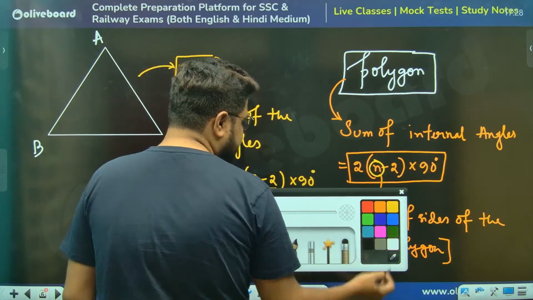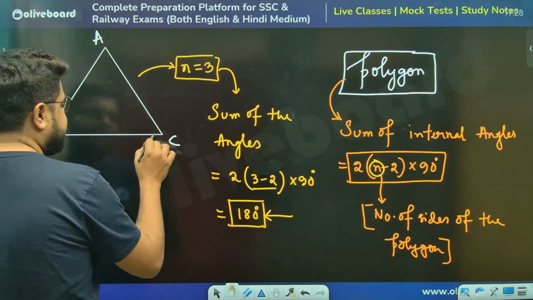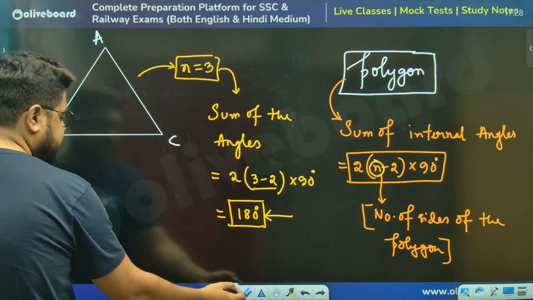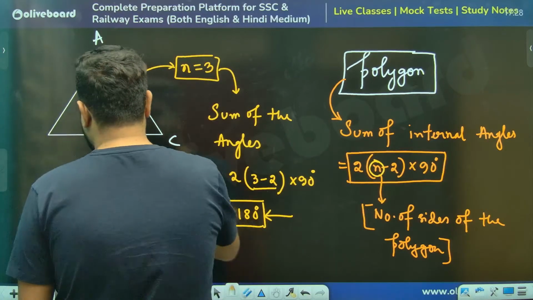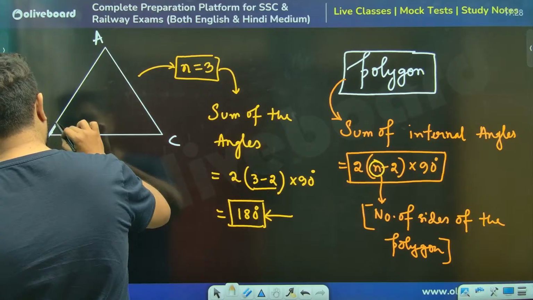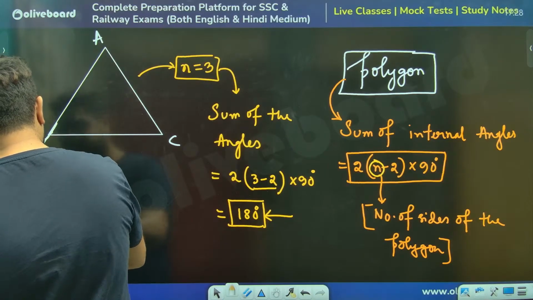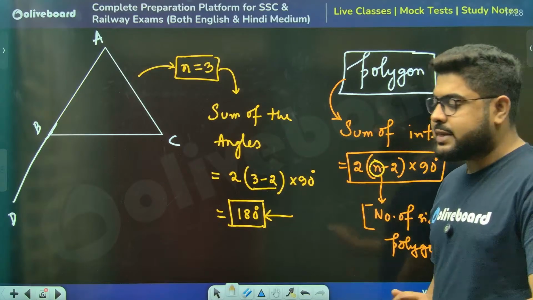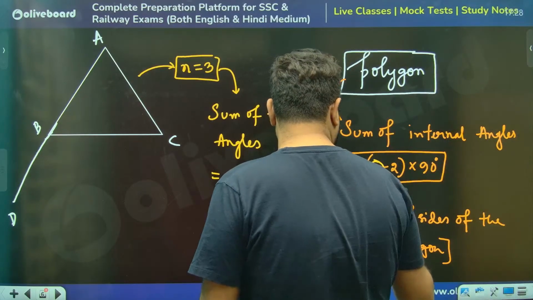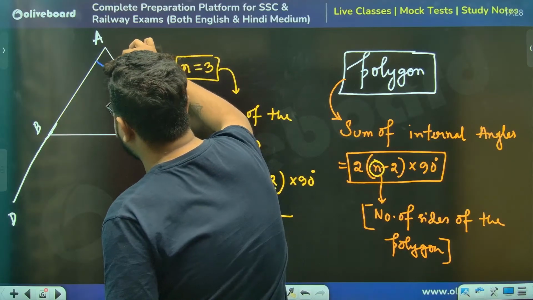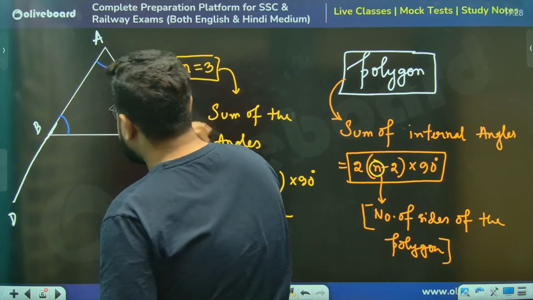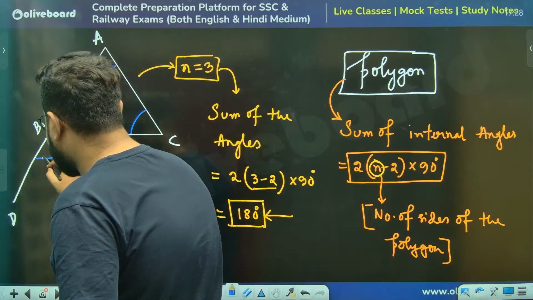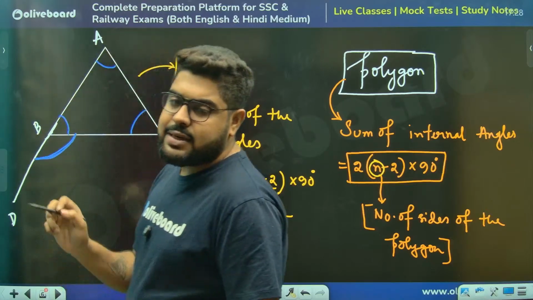Now, if you extend one side of any triangle, in this case let us extend this side because that will look better. This was B, I have extended it till D. Please understand, internal angles are what, sir? A is an internal angle, B is an internal angle, C is an internal angle. These are the internal angles. Whereas this thing is called, sir, the external angle.